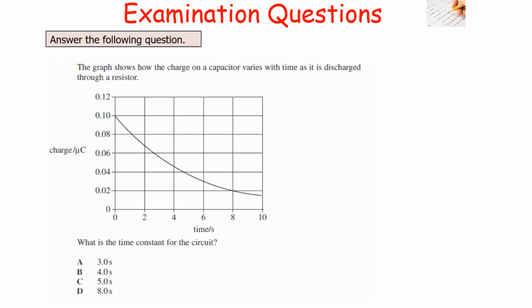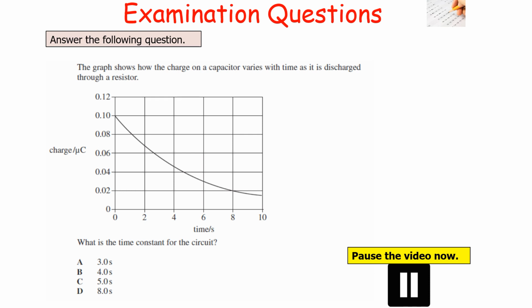The next question says, the graph shows how the charge in a capacitor varies with time as it is charged through a resistor. What is the time constant for the circuit? So pause the video now, then unpause the video when you want to go through your answer.